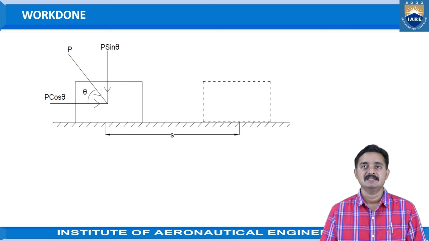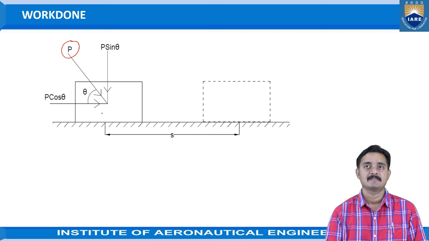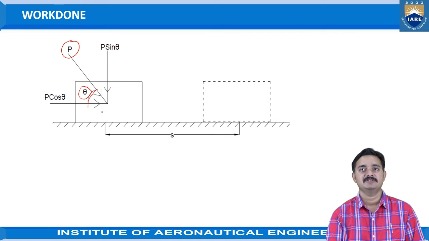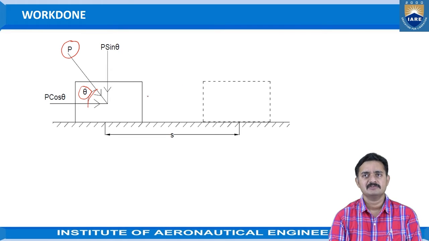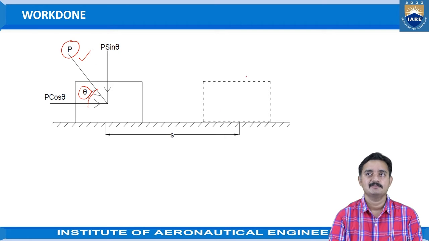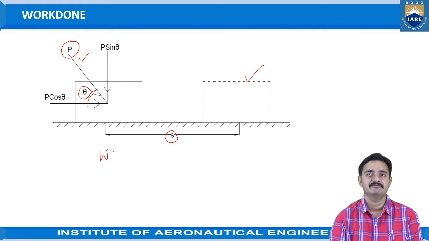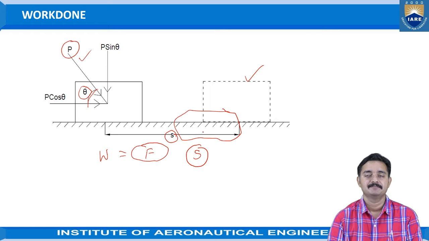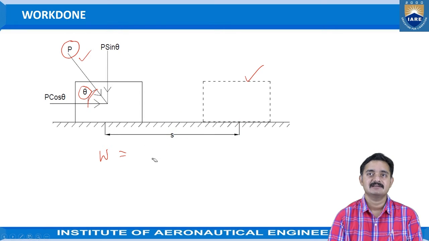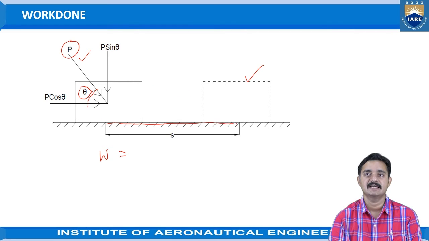For the same situation, let us say the object is being applied with some inclined force P, inclined at an angle theta to the horizontal. Because of this inclined force, let us say the object has moved to a distance of S. Then when we consider the work done W, we should be considering the force that is involved in the direction of the movement. Obviously this object has moved in this straight line. So this inclined force is not in the direction of the movement of the object, isn't it?